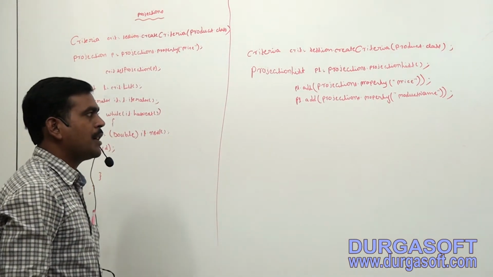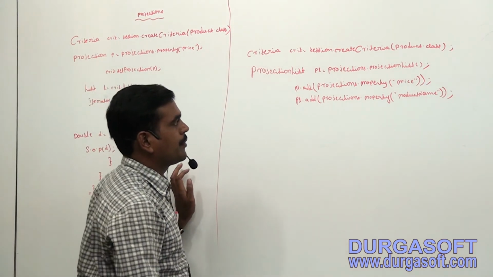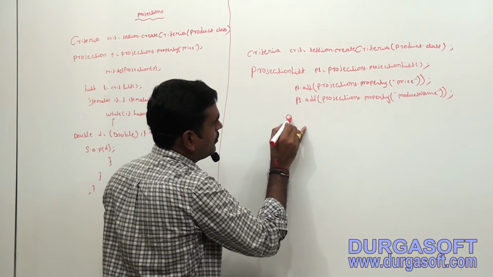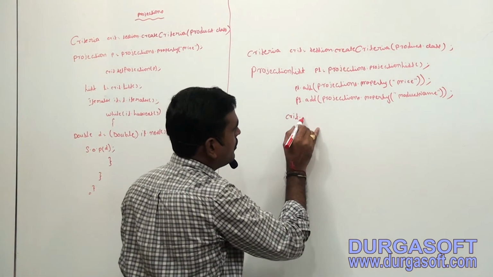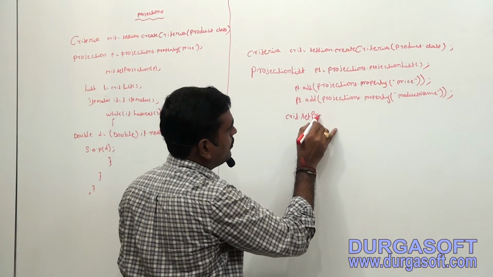After that, what we have to do? We need to add this PL object to the criteria once again. How to add? crite dot setProjection.